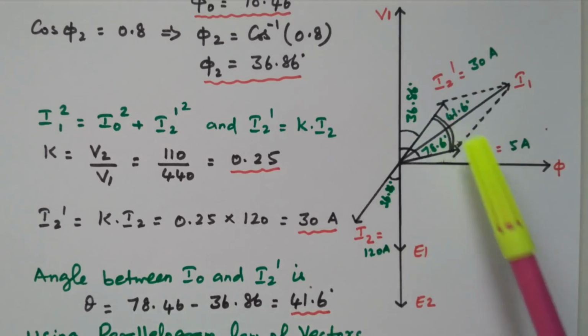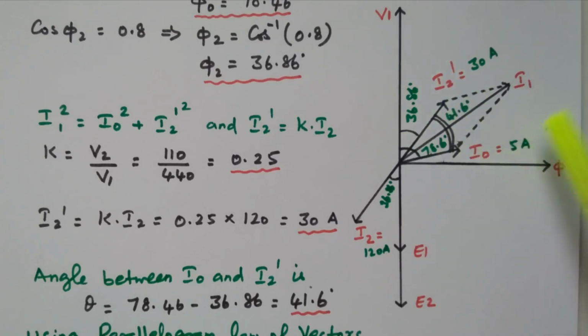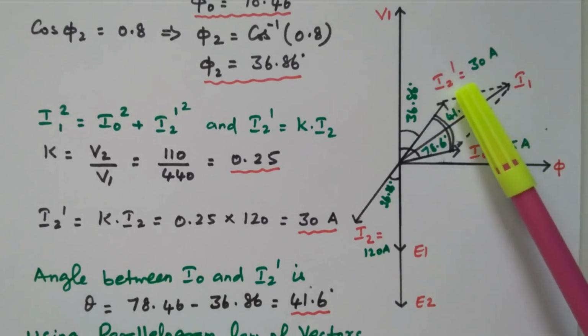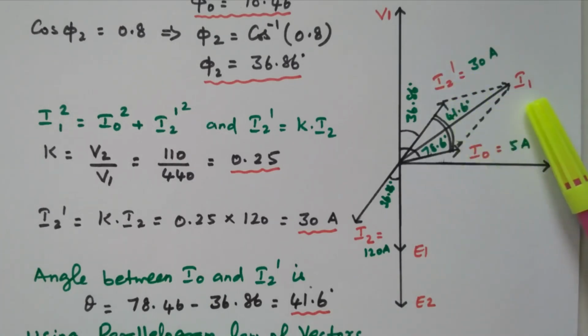From this angle, the I naught value and the I2 dash value, all the values are available, so easily we can calculate the I1 value. I1 is nothing but the vector sum of I naught and I2 dash. I naught is the current flowing through the primary under no load condition, and I2 dash is under loaded condition. So the vector sum of these two is the total current I1.